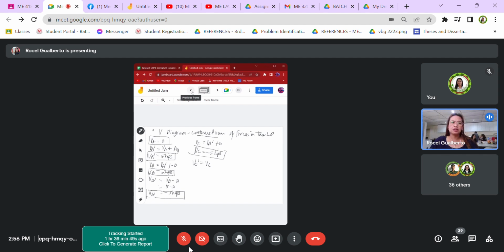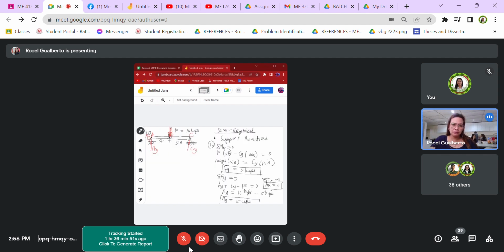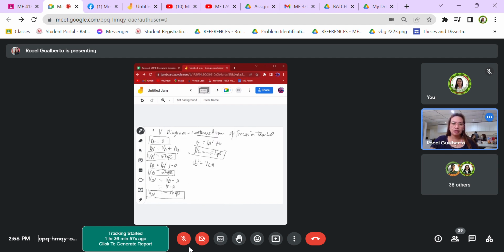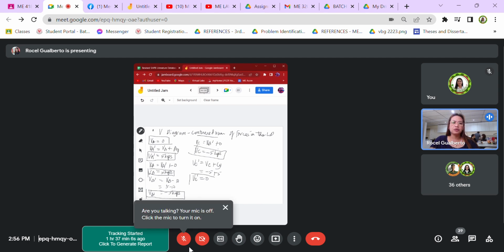So, you see point C now. C and C prime. So, the same point po yun. Meron po tayo ditong CY. Okay? Pataas. So, plus CY. Okay? So, this negative 5 plus CY is 5. You yield 0. Okay? So, ito po yung tatandaan natin.